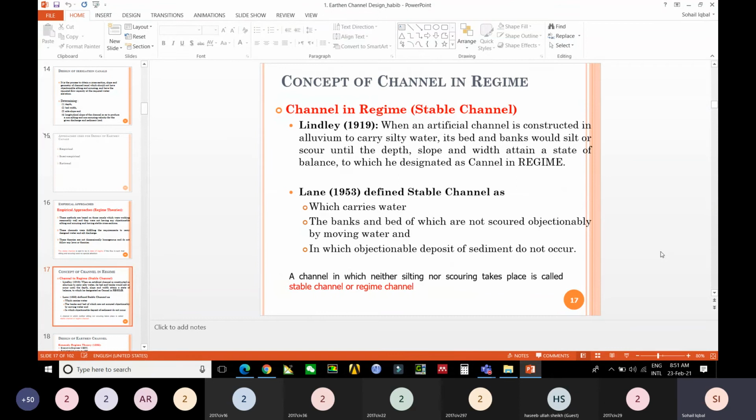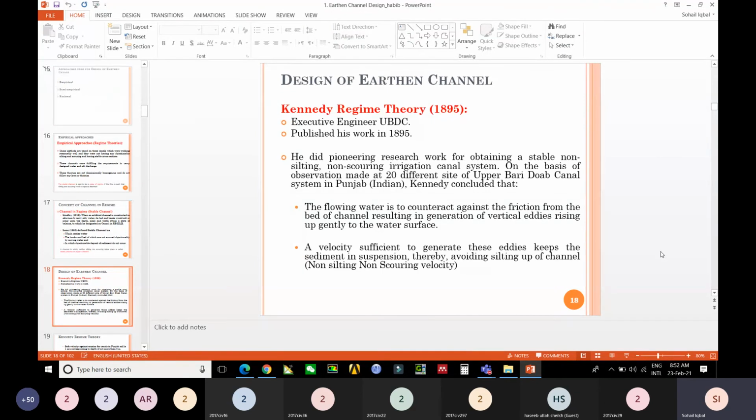Here is Kennedy's regime theory, the most important theory in the design of the earthen channel. First of all, he was an executive engineer in the Upper Bari Doab channel in Uttar Pradesh, India. He was an Indian researcher, and his research was published in 1895. He made observations on 20 different sites, and then he made some conclusions of his research.